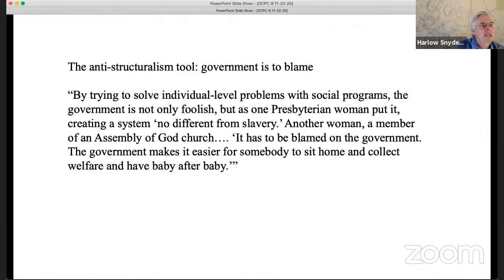And then the anti-structuralism tool also comes in, that government is actually to blame, government solutions. By trying to solve individual level problems with social programs, the government is not only foolish, but as one Presbyterian woman put it, creating a system no different from slavery. Another woman, a member of an Assembly of God church, states, it has to be blamed on the government, this problem. The government makes it easier for somebody to sit home and collect welfare and have baby after baby.